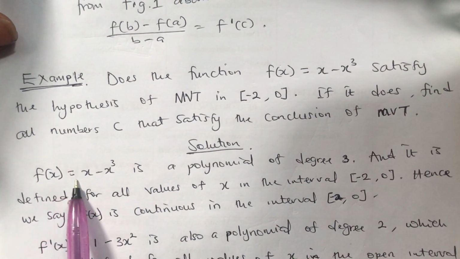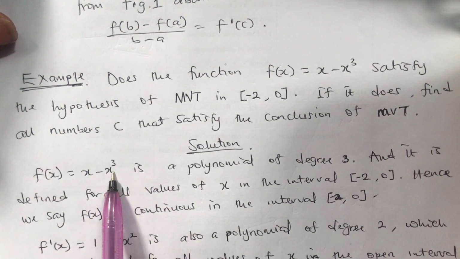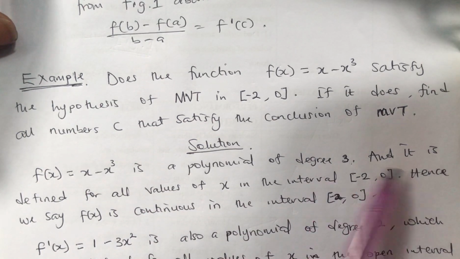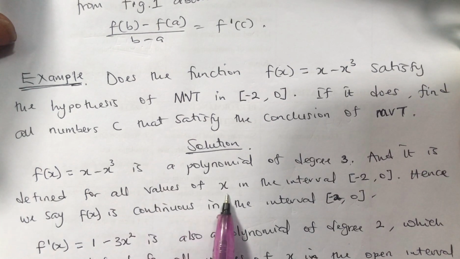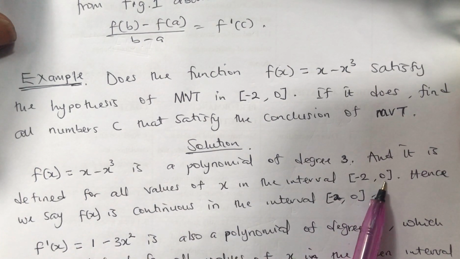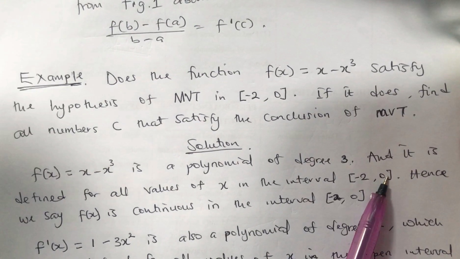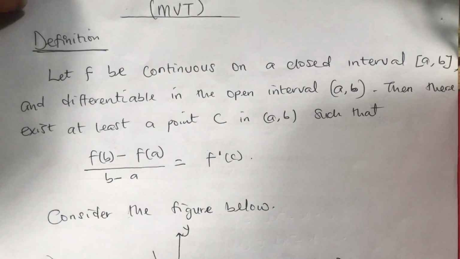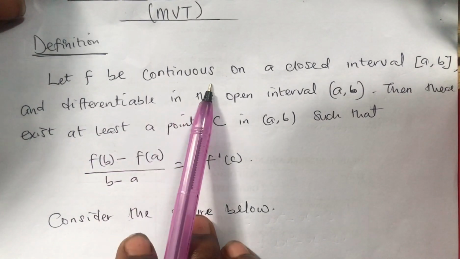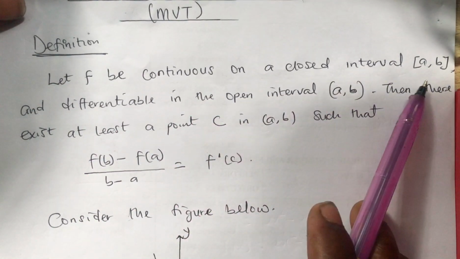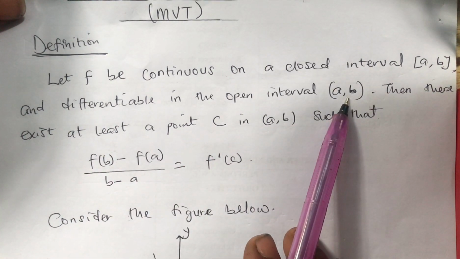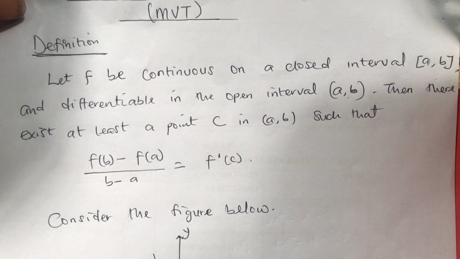Now, f of x equals x minus x cubed is a polynomial of degree 3, and it is defined for all values of x in the interval minus 2, 0. Yes, because for it to satisfy the hypothesis of the mean value theorem, what are the two hypotheses? The mean value theorem says that f, the function we are considering, must be continuous in the closed interval, and second, it must be differentiable in the open interval. Those are the two conditions for the mean value theorem.